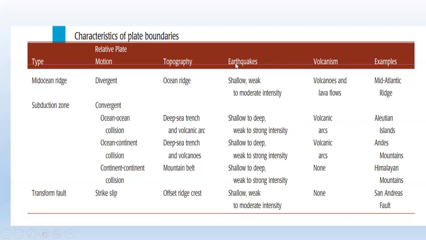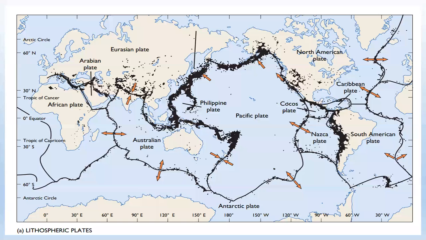This table also shows the rate of earthquakes along the different plate boundaries. Now, in this image, we are showing the movement of different lithospheric plates. If you see the North Atlantic plate, it is 20 millimeters per year. It is the rate of separation of the plate boundaries.